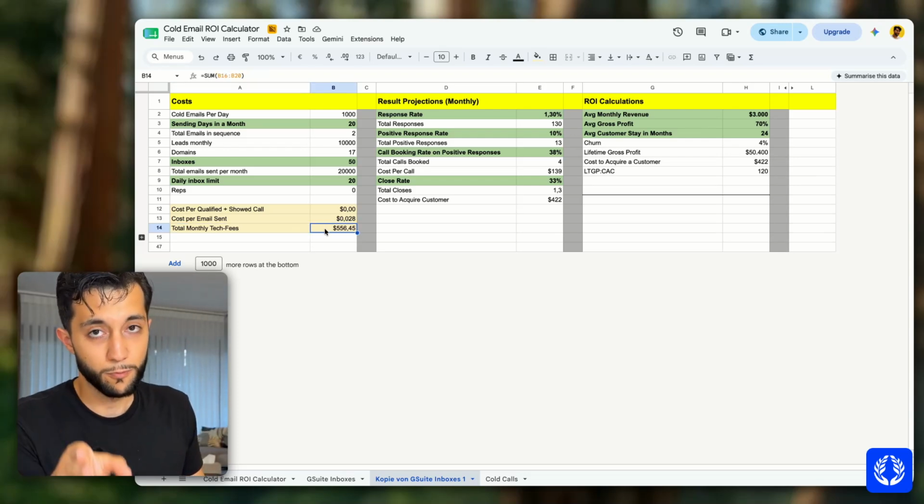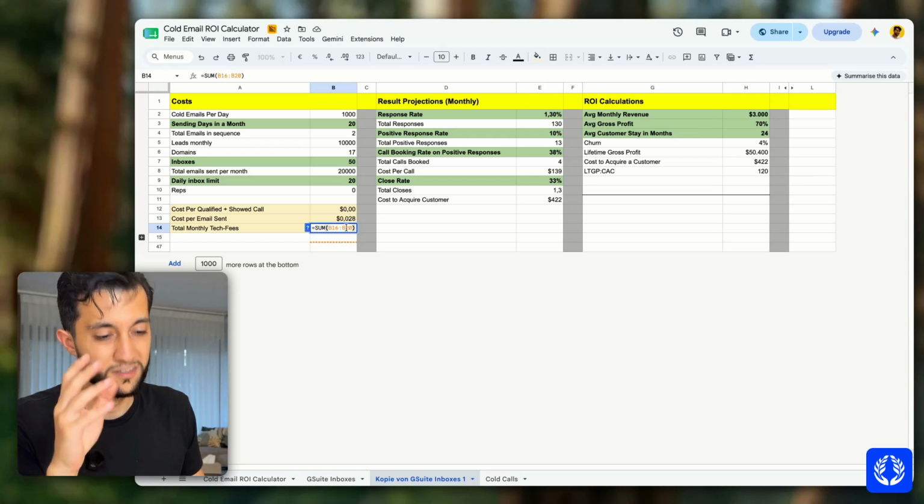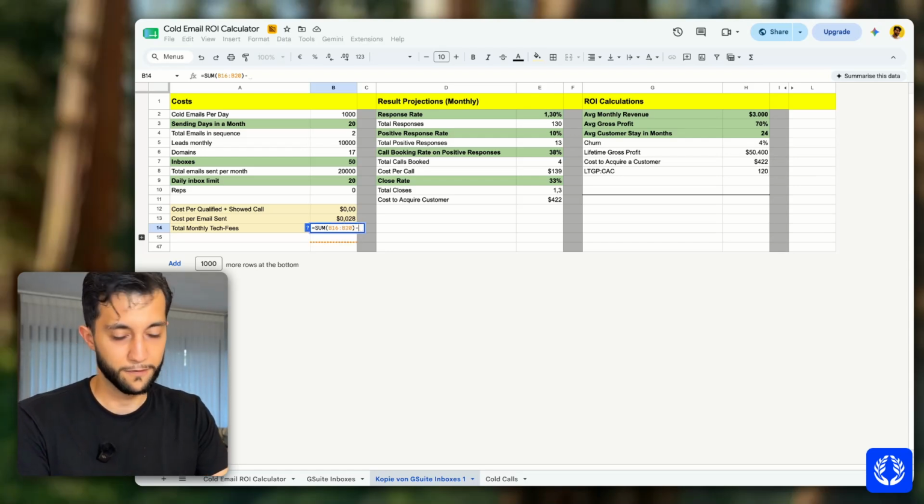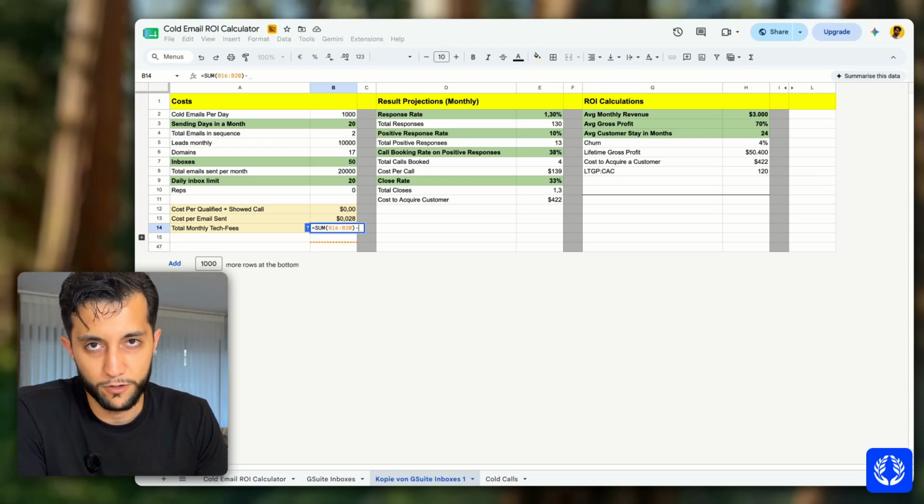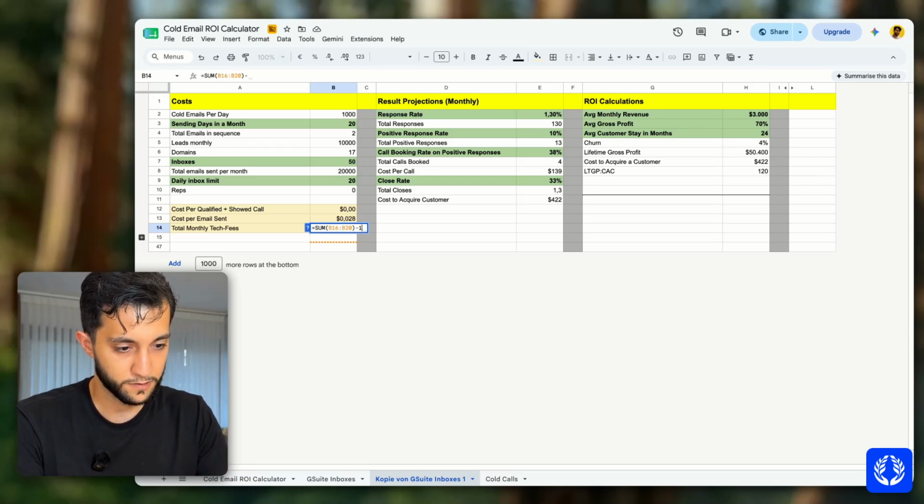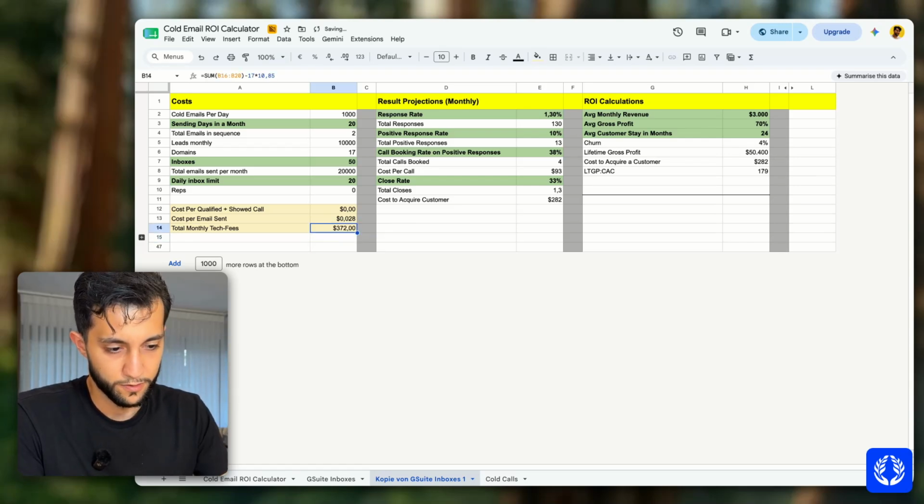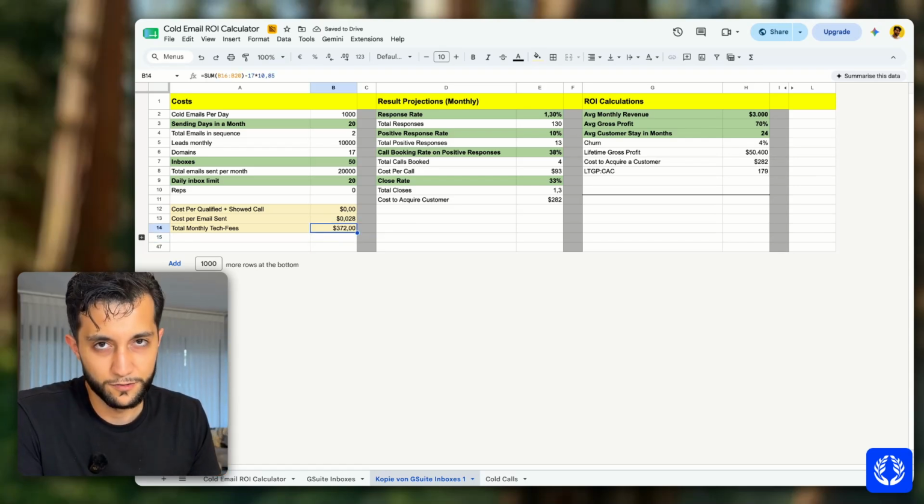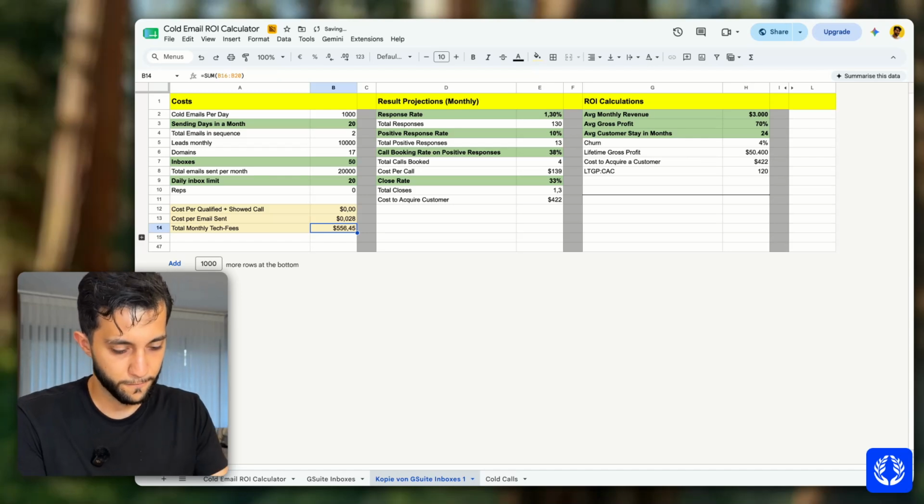So month one is going to be the toughest, because after month one, you will have already bought the domains, right? So you will just subtract whatever the domains cost. And in this case, it's minus 17 times $10.85. So the second month is going to be a little under $400. So first month, $550, second month, $370.